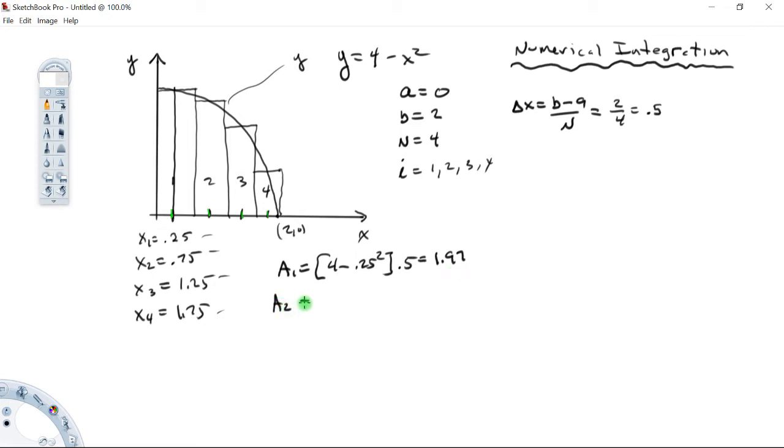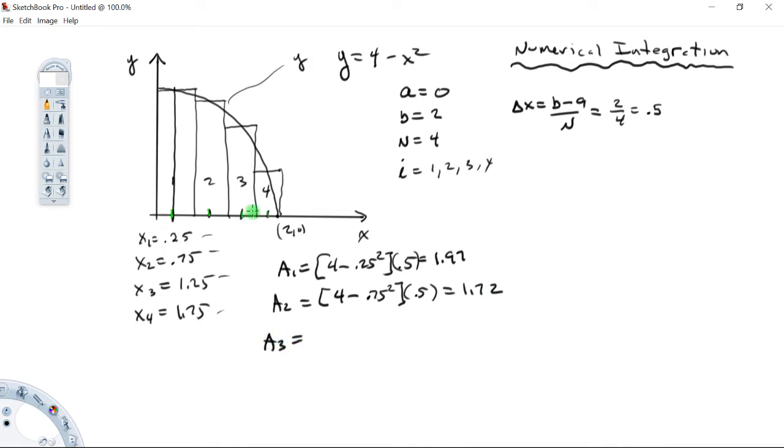All right, area 2, that's going to be this area. And we're going to get that by taking our function, 4 minus, and then apply to this x value, 4 minus 0.75 squared, and again times 0.5. Probably should have that in parentheses, both of them. And if we go ahead and run a value here, I get 1.72 out of that.